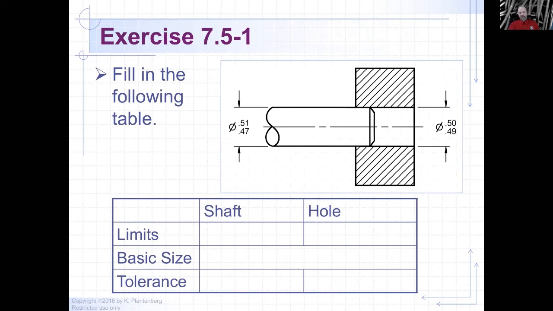Okay. So here we go. If you have a pencil and a paper, you might want to try to fill this in. So here we have a shaft. Okay, that's on the left side. You can see the diameter tolerance there. It's got the bigger one on top of the smaller one. And then on the right is the hole, right? And it has limits. So try to think of what the shaft limits are and the hole limits are, and what the basic size for both of them would be. Okay, and then the tolerance is the range. Okay, so let's go ahead and move ahead.